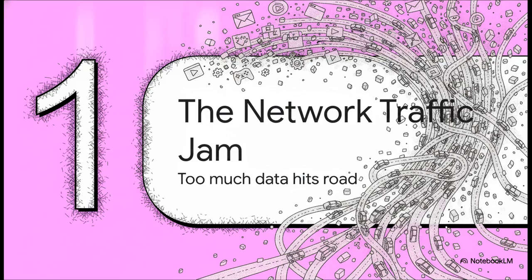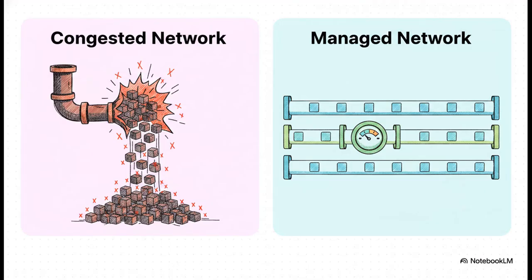All right, starting with Section 1, the network traffic jam, when too much data hits the road. Before we can really appreciate the solution here, we have to understand the catastrophe of uncontrolled data. Just imagine every single application on your computer throwing data onto the network as fast as it possibly could, completely ignoring everyone else. On a congested network, you have way more data being sent into a network segment than it can physically handle. And just like a real-world road, when capacity is breached, everything grinds to a halt.